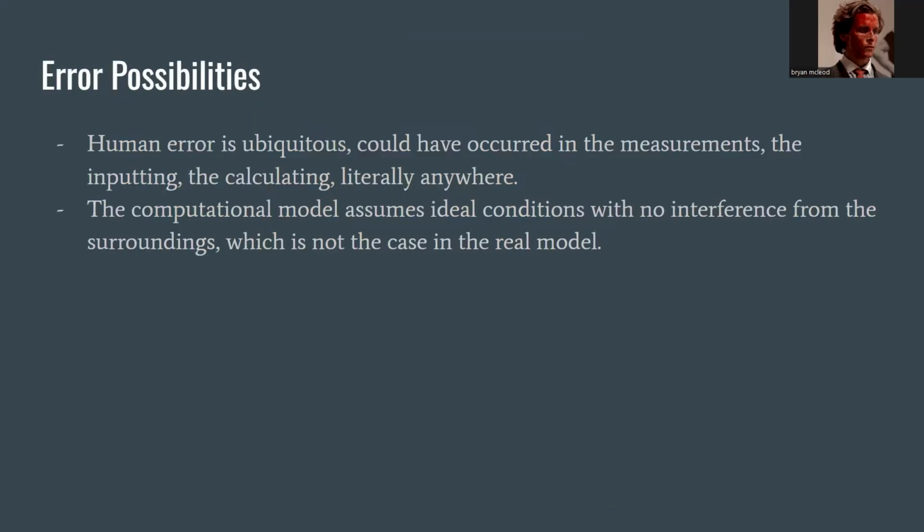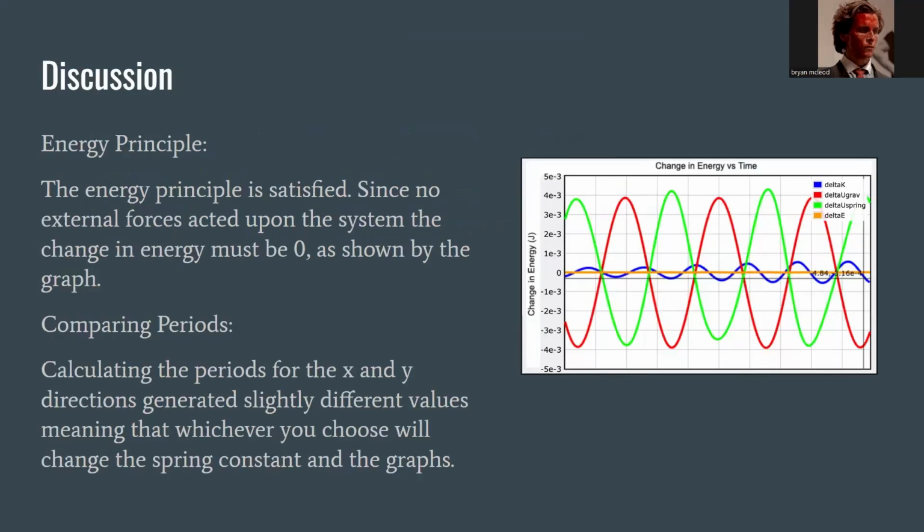Error possibilities: obviously human error is ubiquitous. We could have had different measurements, and then input and calculation could have been wrong. The computational model assumes ideal conditions, so no interference from surroundings, which is not always the case in a real model.